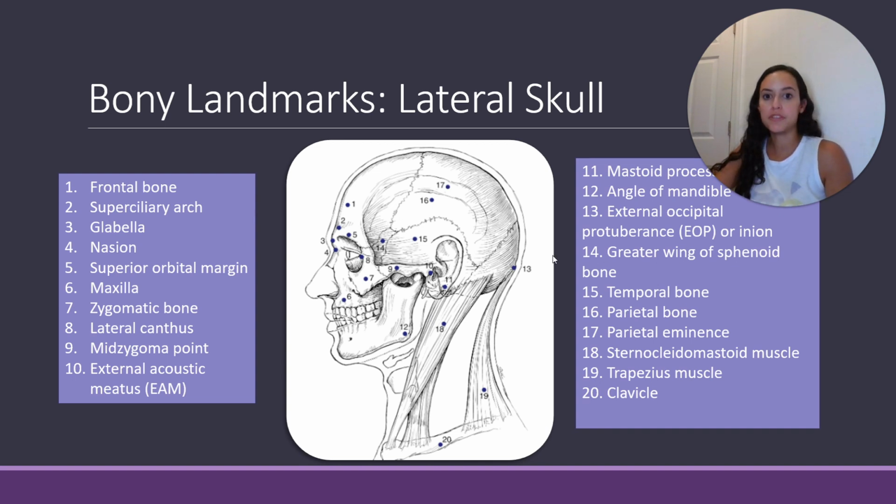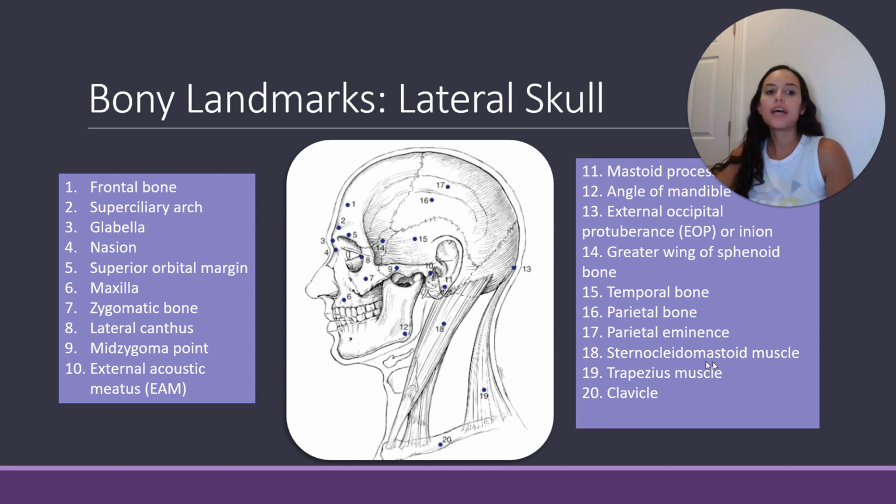The greater wing of the sphenoid bone. Again, the sphenoid bone is really hard to see because it's actually one of the bones inside of your skull. In this image, it's number 14. It's literally just this tiny little square, or rectangle here. Your temporal bone sits right behind your ear where your temporal lobe is. Parietal bone, where your parietal lobe is, right here on the side of your head. The parietal eminence is kind of like a ridge on your parietal bone. I couldn't really feel mine, but I guess you kind of can. It's just like a ridge.